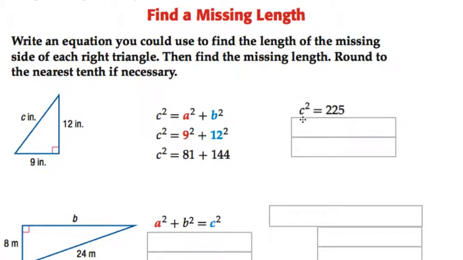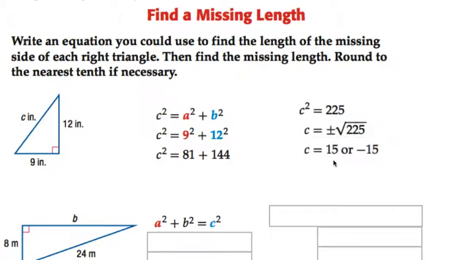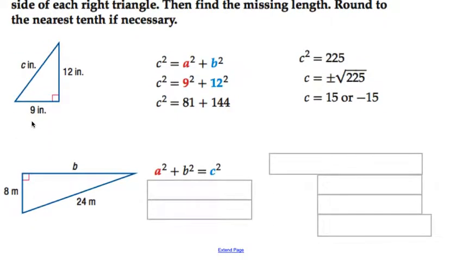Now remember, to solve an equation when we have a square, we need to take the square root of both sides. So the square root of c squared is c, and the square root of 225 is plus and minus 15. But it doesn't make any sense to have a negative length. So we're only going to use the positive value, so c would equal positive 15 in this case. All right, let's take a look at the next example.